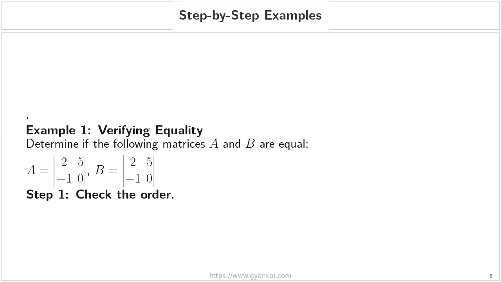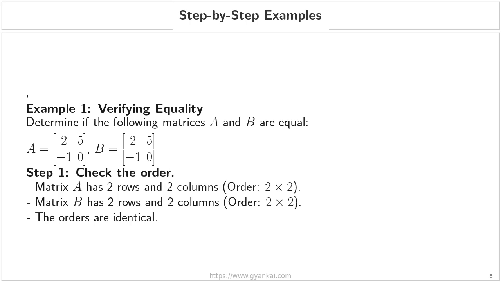To solve this, we must strictly follow the two conditions we discussed in the previous slides. First, we move to step 1, checking the order. We can see that matrix A has 2 rows and 2 columns, which means it is a 2x2 matrix. Similarly, matrix B also has 2 rows and 2 columns, making it a 2x2 matrix as well. Since the dimensions are identical, the first condition for equality is satisfied.